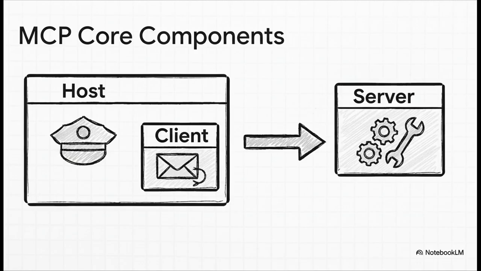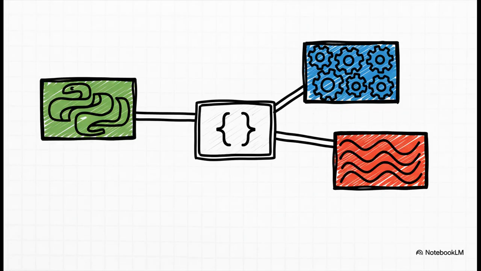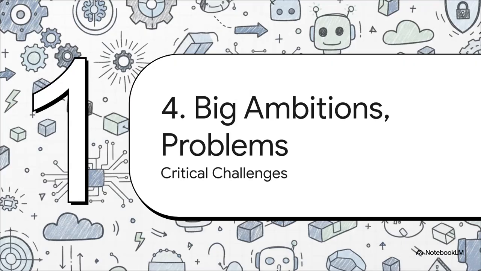And you have the client, which is just the messenger running back and forth between them. And the secret sauce that makes all this communication work is a standard called JSON RPC 2.0. Now, don't let the name intimidate you. All it really is, is a super simple, universal message format, like a text message that any programming language can understand. This means your Python app can talk to a Java tool without any problems. It's all about interoperability.